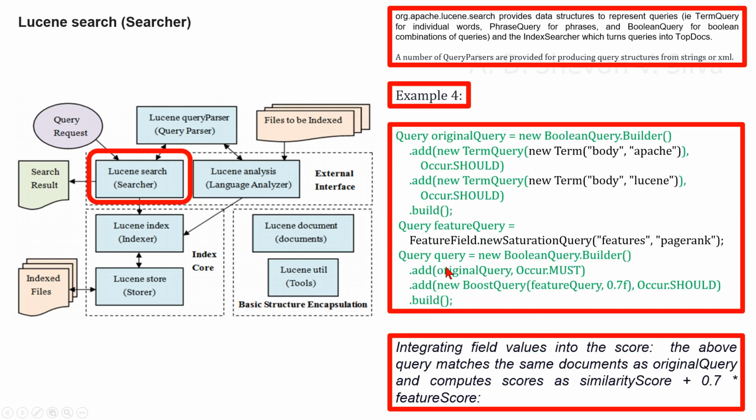Here in this code we can consider integrating field values into the score. This query matches the same documents as the original query, and computes the scores as similarity plus 0.7 multiplied by the feature score.